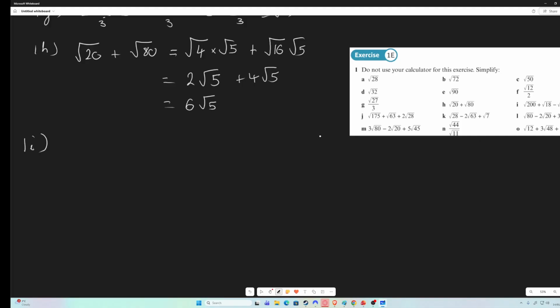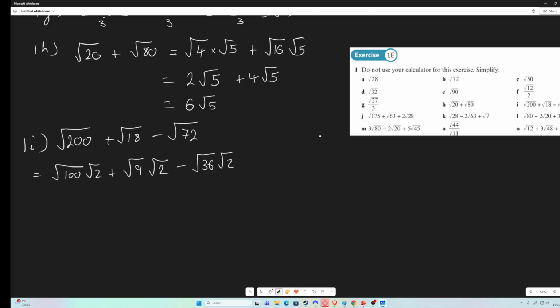1i, we have square root of 200 plus square root of 18 minus square root of 72, so that equals square root of 100 square root of 2 plus square root of 9 square root of 2 minus square root of 36 square root of 2, so that's 10 root 2 plus 3 root 2 minus 6 root 2, which is 7 root 2.